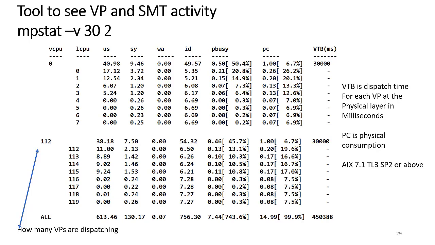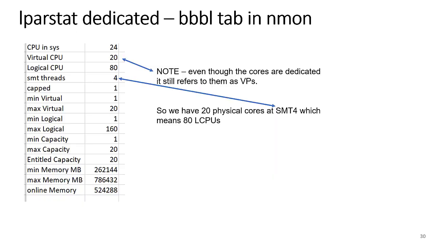So the first line shows you overall what my processor consumed, and then what percentage of it I was using, and so on. And the VTB is actually the dispatch time for every virtual processor at the physical layer in milliseconds. One of the things that's important to know is how to read something like an lpstat. In lpstat, it's going to give you virtual CPUs, logical CPUs, SMT threads, and so on.